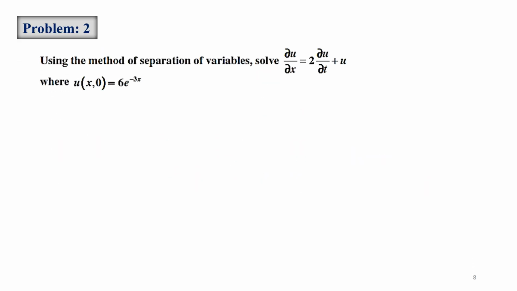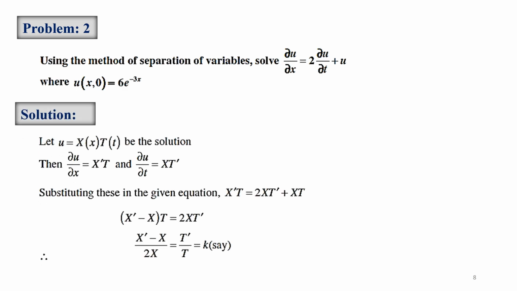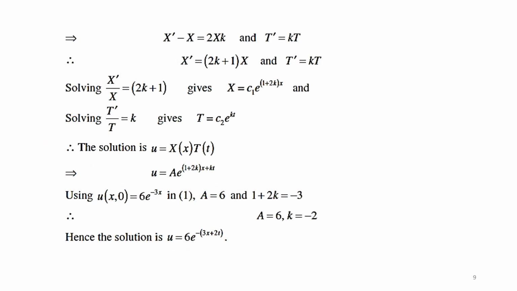Now problem 2, this you have to work out on your own. I'm just giving the hint alone. Dou u by dou x equal to 2 into dou u by dou t plus u, where u of x comma 0 is equal to 6 e power minus x. It is of the form x and t, not of the form x and y, so instead of y you will be using t. First find dou u by dou x, then dou u by dou t, substitute in the equation, put all the x terms on one side and t terms on the other side, and equate it to a constant. Solve the first equation, then solve the second equation, and you will get the final answer.